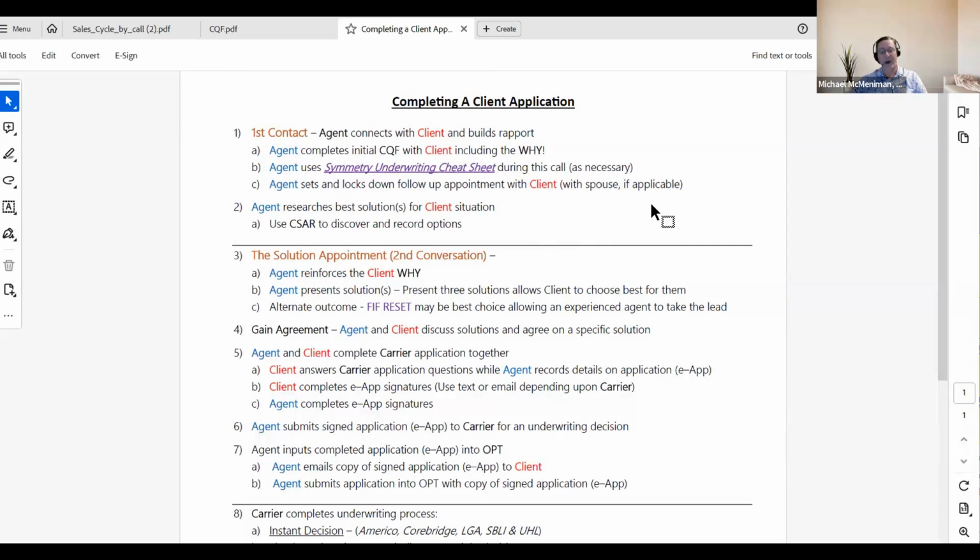And then when you're off that phone call and the CQF is done, then the agent will research the best solutions for the client's situation using that CSAR, the Client Solution Analysis Form.